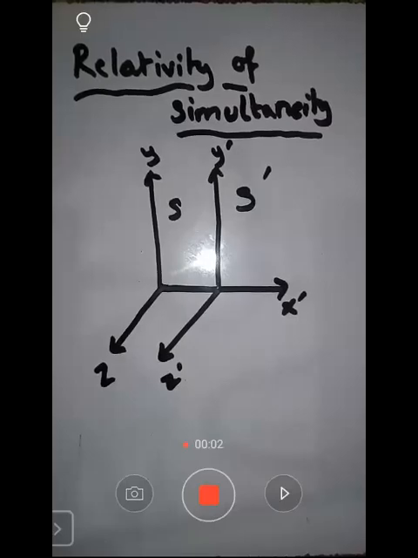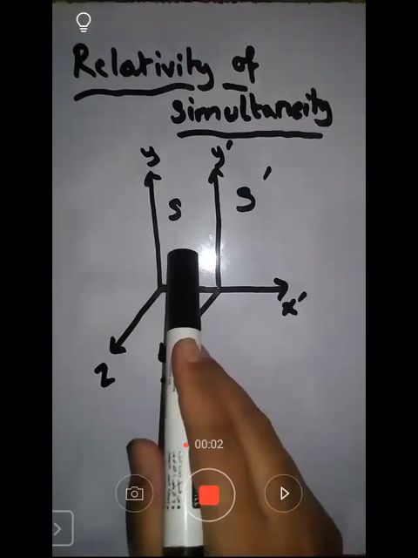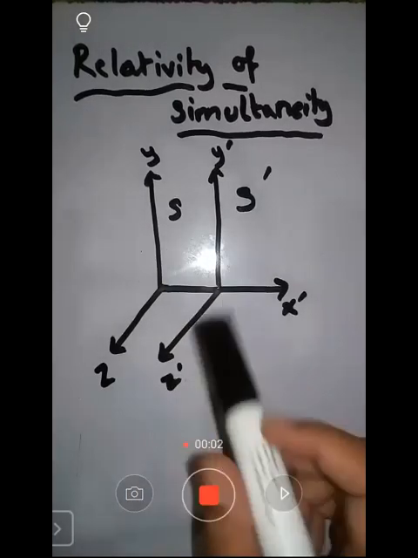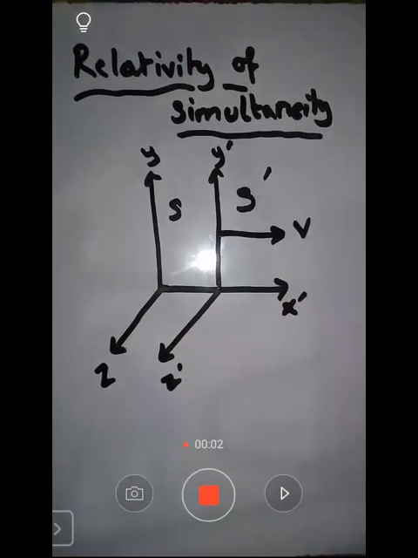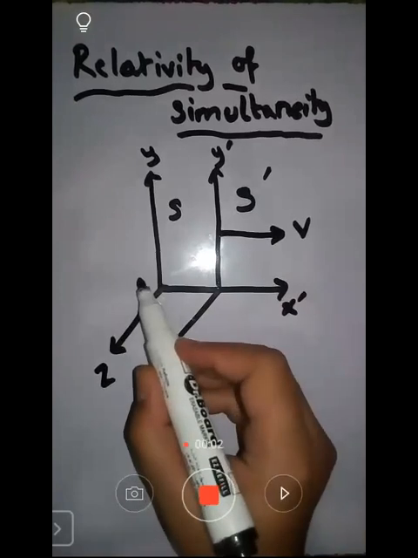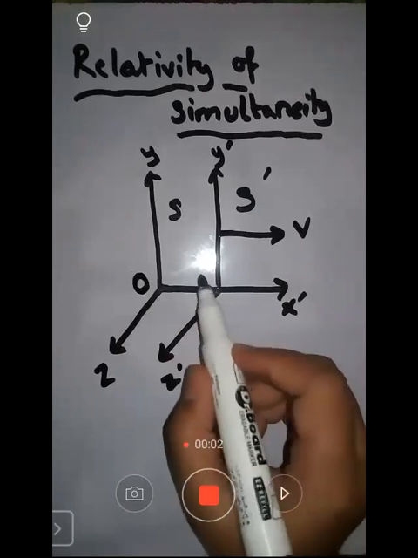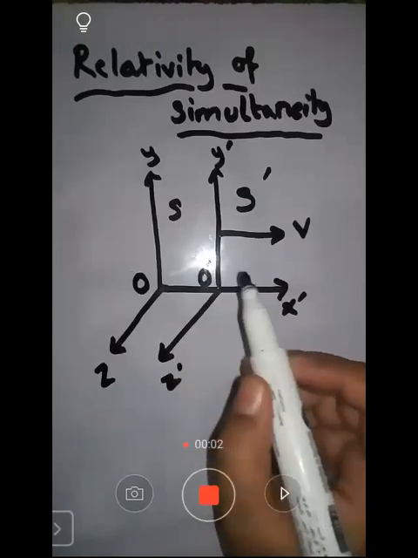Now the topic is relativity of simultaneity. Here you are again considering two frames of reference, S and S dash, where S frame of reference is at a state of rest, while S dash frame of reference is moving with a uniform velocity v. According to that, S frame of reference has an origin at O, while S dash frame of reference has an origin at O dash.